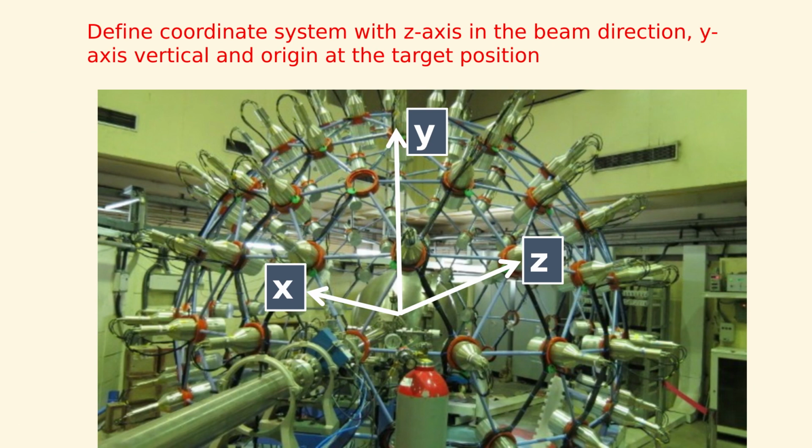The y direction is going to be upward. That means from floor towards the ceiling. So if you are standing in front of the detector looking at it, then if you raise your arm upwards, that will be the y direction. And from the perspective of this photograph, the x-axis is on the left side. So if you stand in front of this neutron array and you look towards where the beam is going, then the x-axis is to your left and the y-axis is upward and the z-axis is in the beam direction.